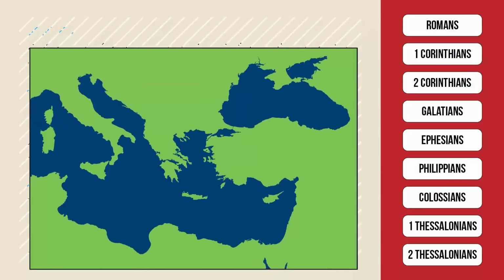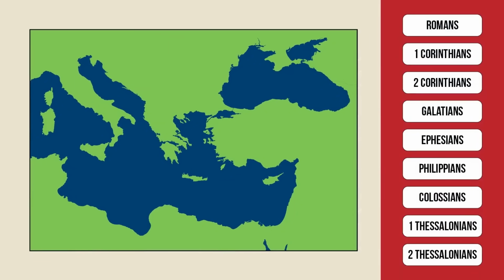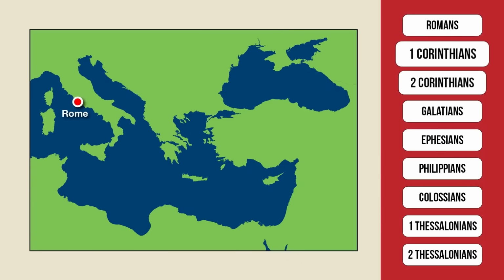Let's first take a look at a map to see the locations where each of these letters were sent. Romans, of course, was sent to Rome, which is the most familiar location on the list. 1st and 2nd Corinthians were sent to Corinth.